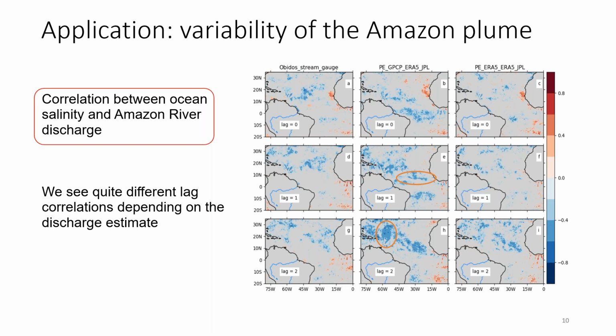This further demonstrates, even when we talk about ocean modeling, we have to pay more attention to the land-atmosphere interaction, for this case, the Amazon River discharge.